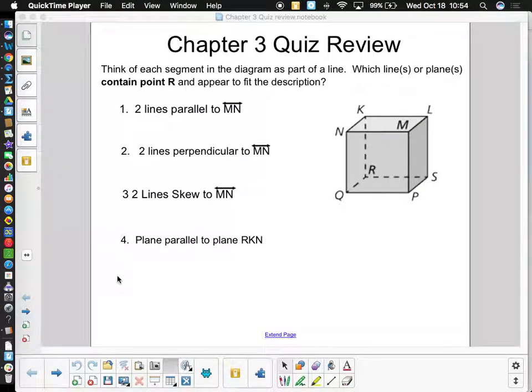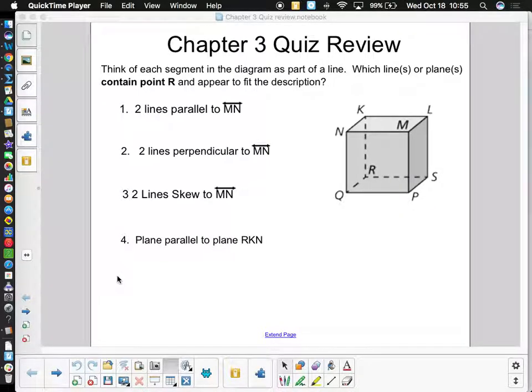And the quiz tomorrow, like I said, is pretty straightforward. I don't think you're going to have a whole lot of trouble with it if you know the angle pair names. If you don't know the angle pair names, it's going to be the hardest quiz you take all year, because you just have no clue what to do most of the time. But if you know parallel, perpendicular, skew, and you can name lines, which are things from chapter 1 you should be able to do, this should be a breeze.